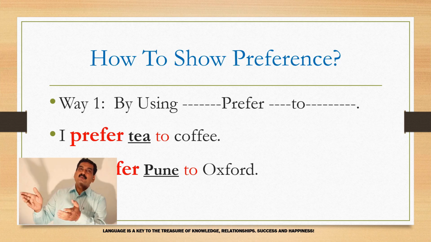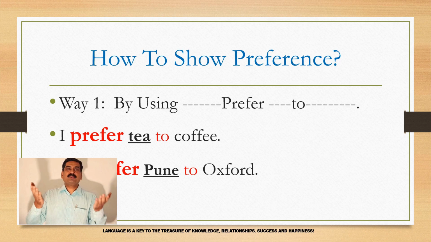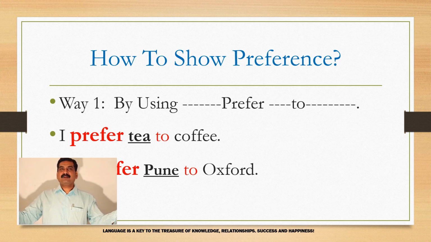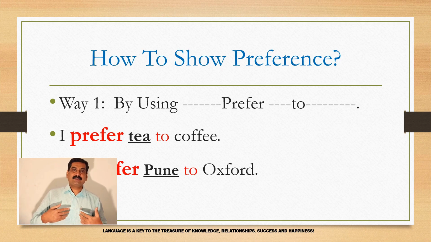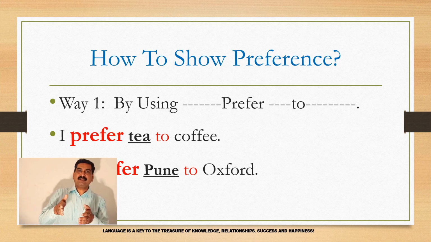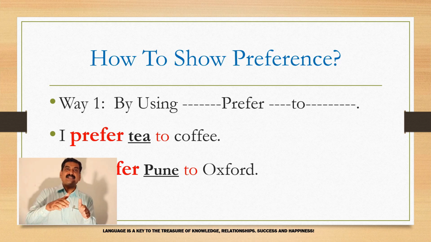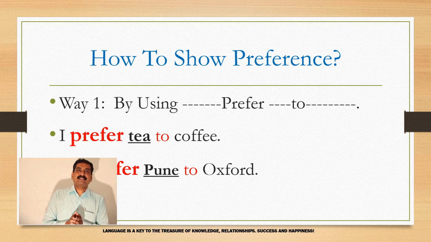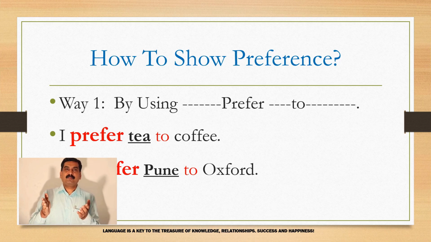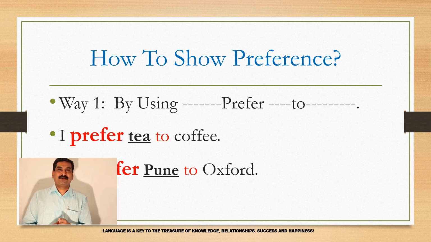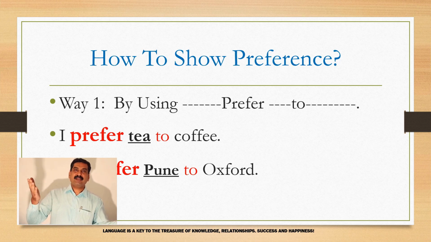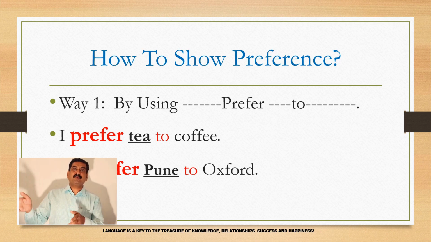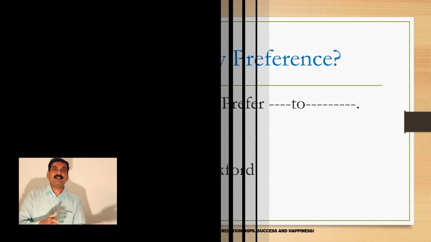I prefer Pune to Oxford. Here there are two things in first sentence. I prefer tea to coffee. Tea and coffee. So which one of the two I like? I prefer tea to coffee. It means I like tea more than coffee. In the second sentence, I prefer Pune to Oxford. There are two cities, Pune and Oxford, and to show that I like Pune more than Oxford, I am using prefer to. I prefer Pune to Oxford.